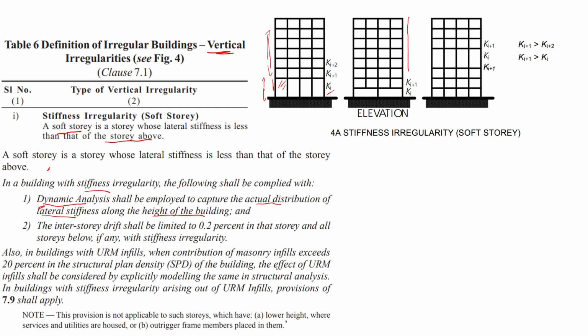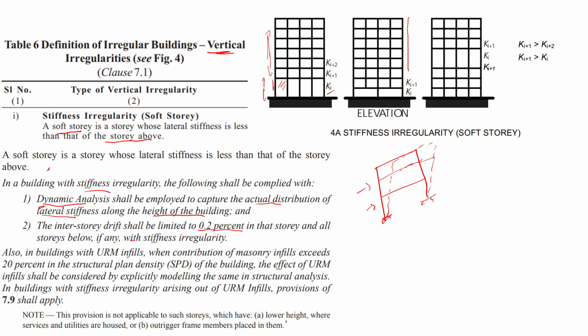Inter-story drift means a building will drift due to the load acting on it. Inter-story means whatever drift happens in each floor. For every floor there will be a drift, right? So that should be limited to 0.2% of that story. That is how it works.